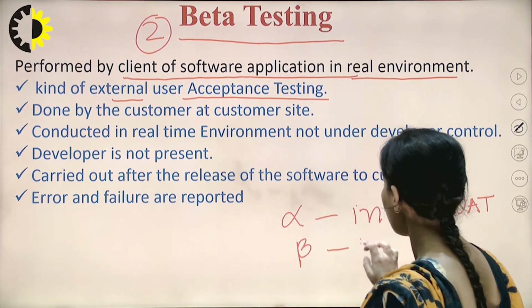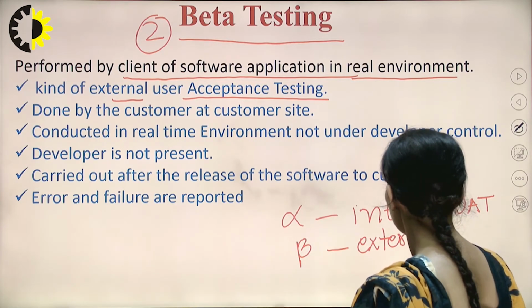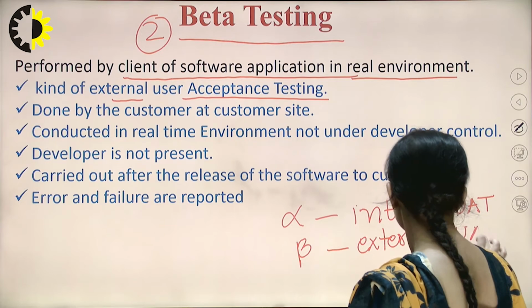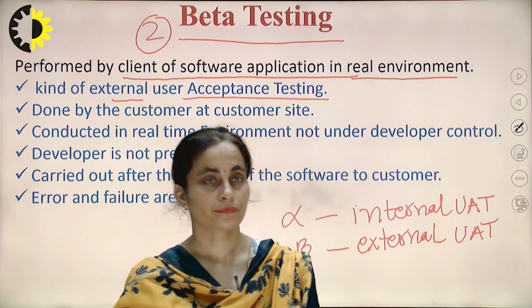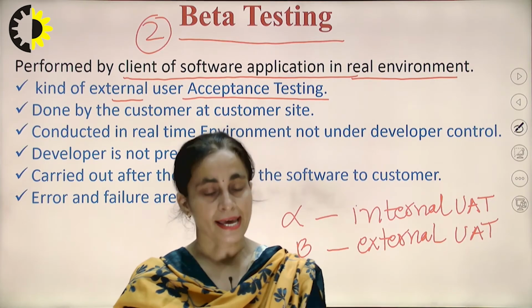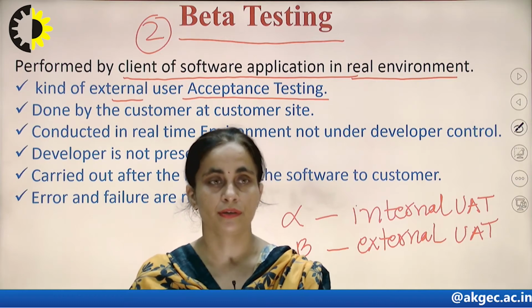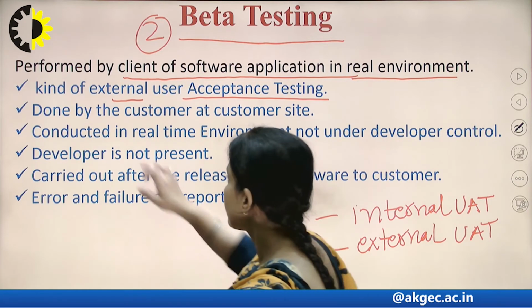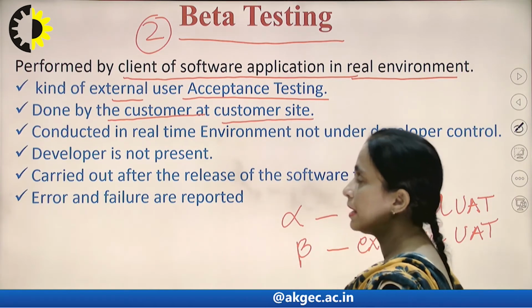This was my alpha, and this is my beta. I can say it is external UAT. Then, when I say that it is an external UAT and the customer is going to do it, it is done on the customer side. It is performed by the customer.